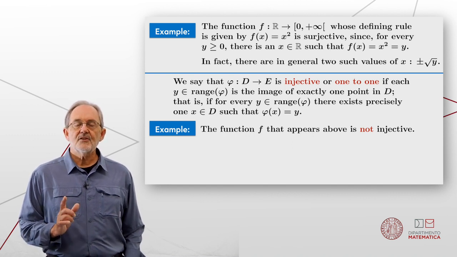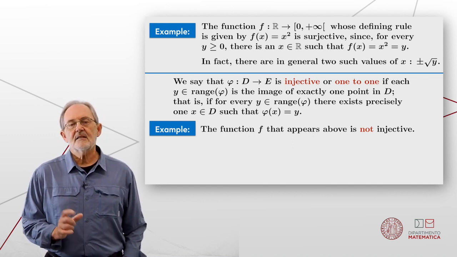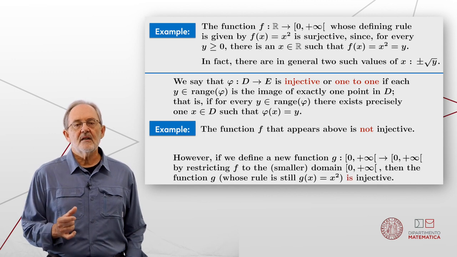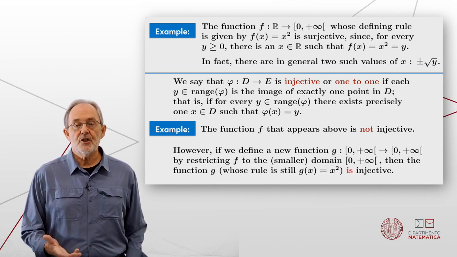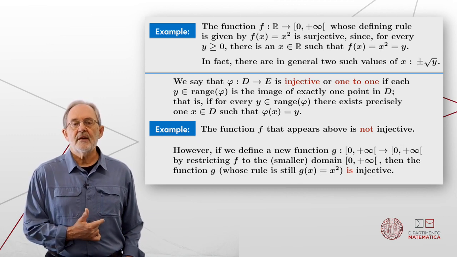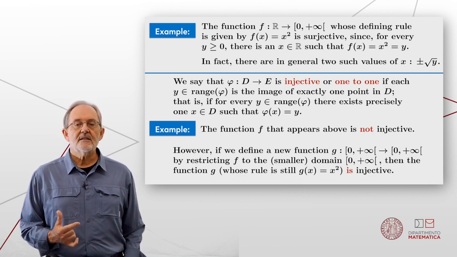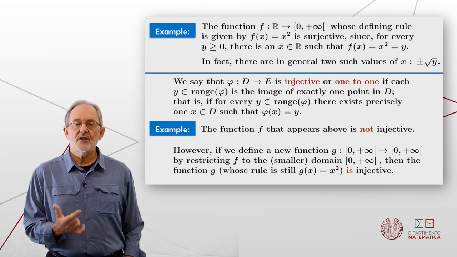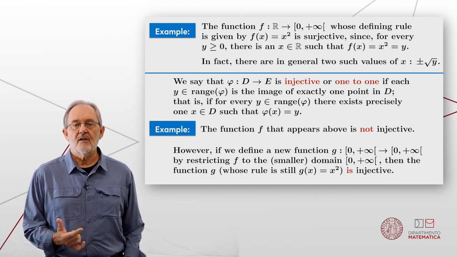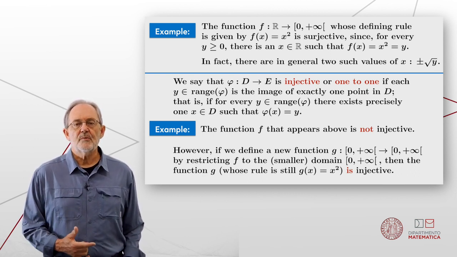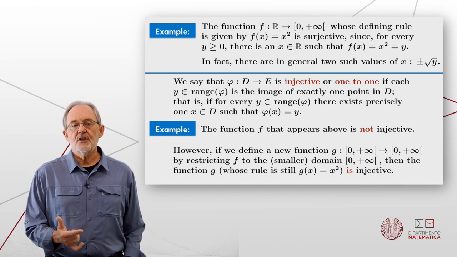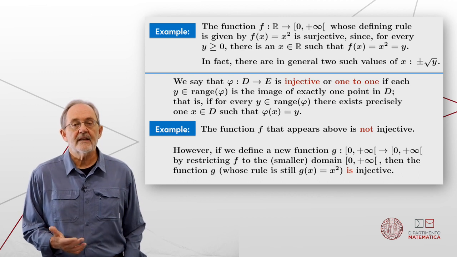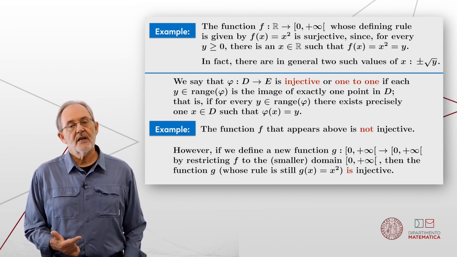However, such a thing can be fixed, and this is an important little step. We can modify the function f, perhaps we even give it a new name, let's call it g, by restricting its domain, as we say. That is, we consider that the domain now is just the set [0, infinity), and not the whole real line as it was before. With this smaller domain, the new function g, whose formula is still x squared, now becomes injective.